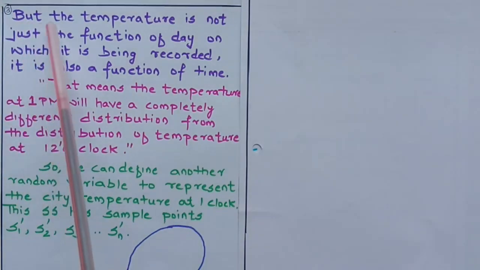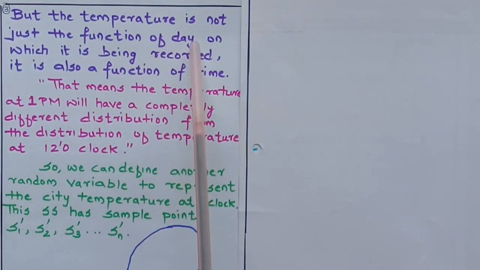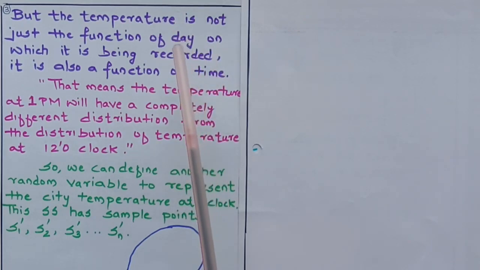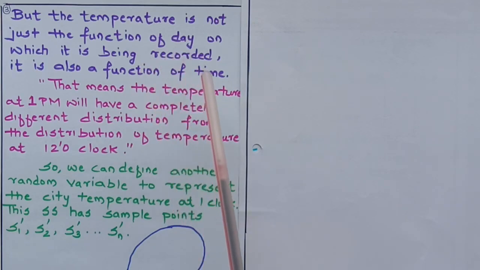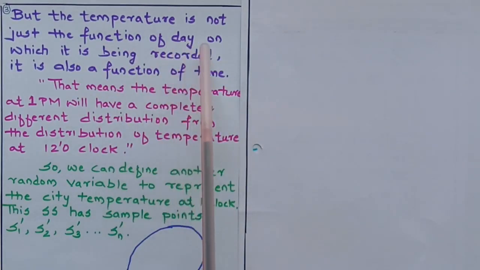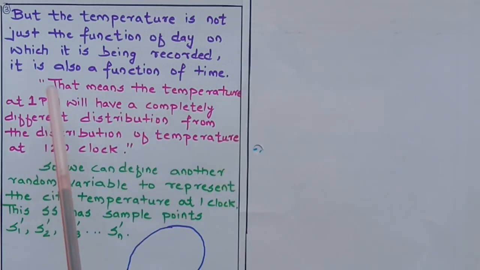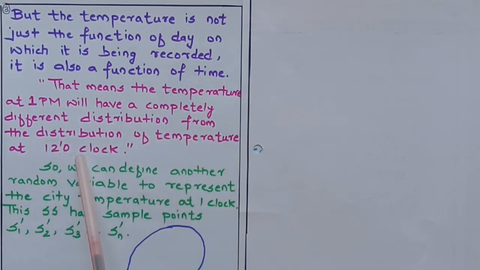But the temperature is not just a function of the day. Because the temperature also depends on the time. In the morning the temperature would be different, in the afternoon it would be high, and in the evening again it is going to decrease. So temperature is not just a function of a day, but also a function of time. That means the temperature at 1 p.m. will have a completely different distribution from the distribution of temperature at 12 o'clock.